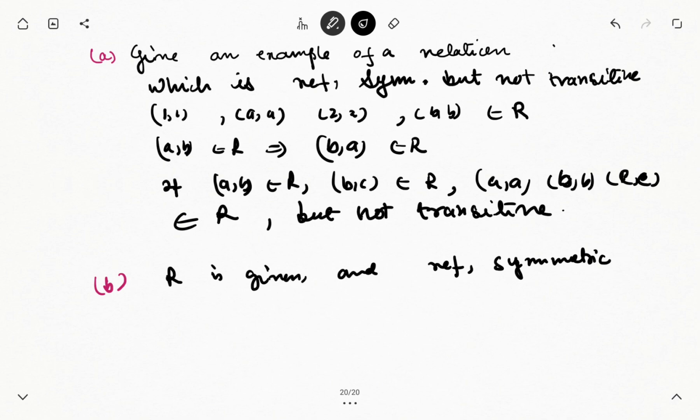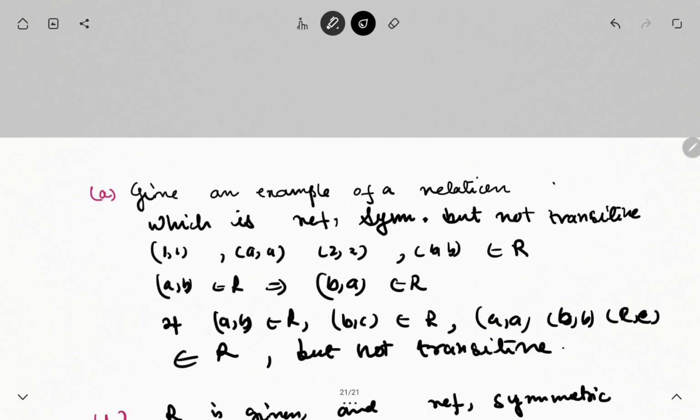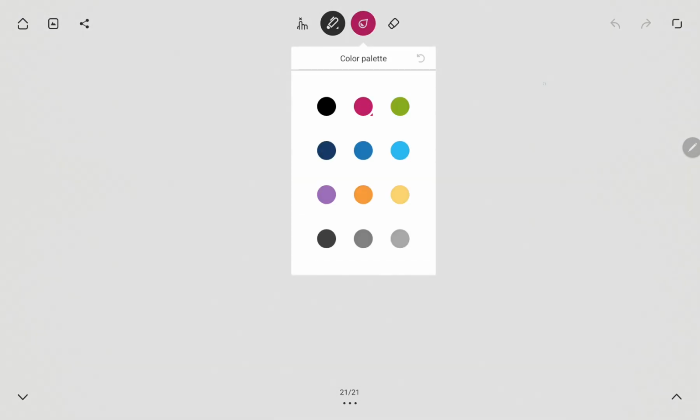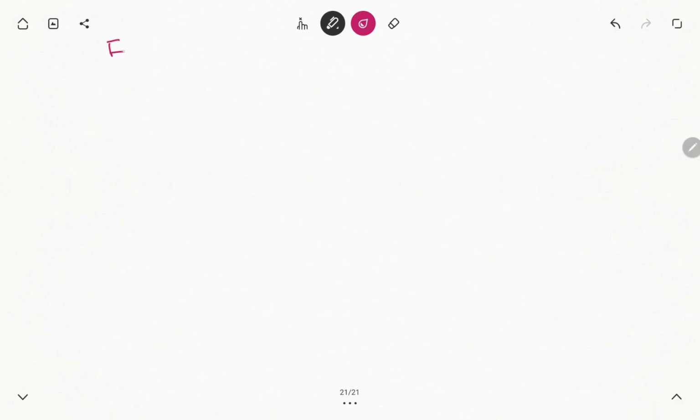Now, that's all about the end of relations. Next topic in this chapter, very important, is functions. We have done it in class 11, and the types of functions.